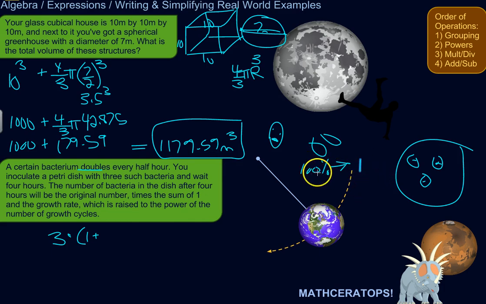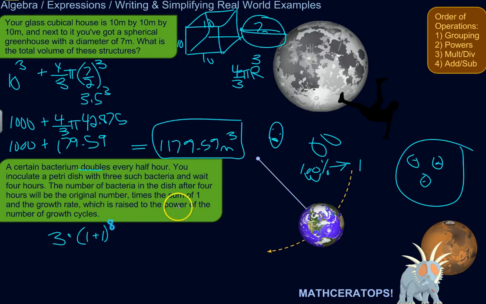Or you can think of it as how you move to convert from a percent to a decimal. You move the decimal over. Okay. So times the sum of 1 and the growth rate, which is raised to the power of the number of growth cycles. So the number of growth cycles, it grows every half hour. It doubles every half hour. So if you wait for 4 hours, how many half hours are there in 4 hours? There would be 8. So it doubles 8 times over that period of 4 hours.